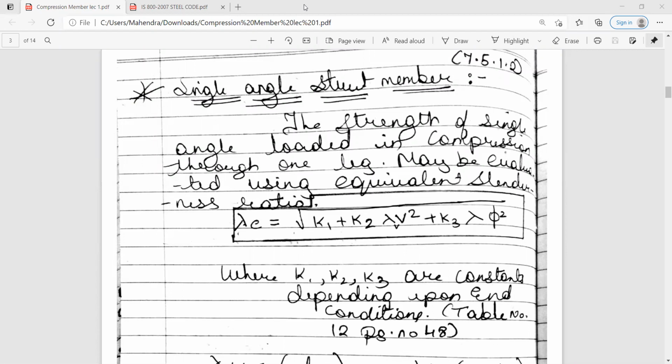As you had seen just now, there are different values for K1, K2 and K3, and K1, K2 and K3 are nothing but constants. You have to take the values of K1, K2, K3 from that table, which is on page number 48 of your IS 800 2007. I will show you that table in your IS code where it is exactly.